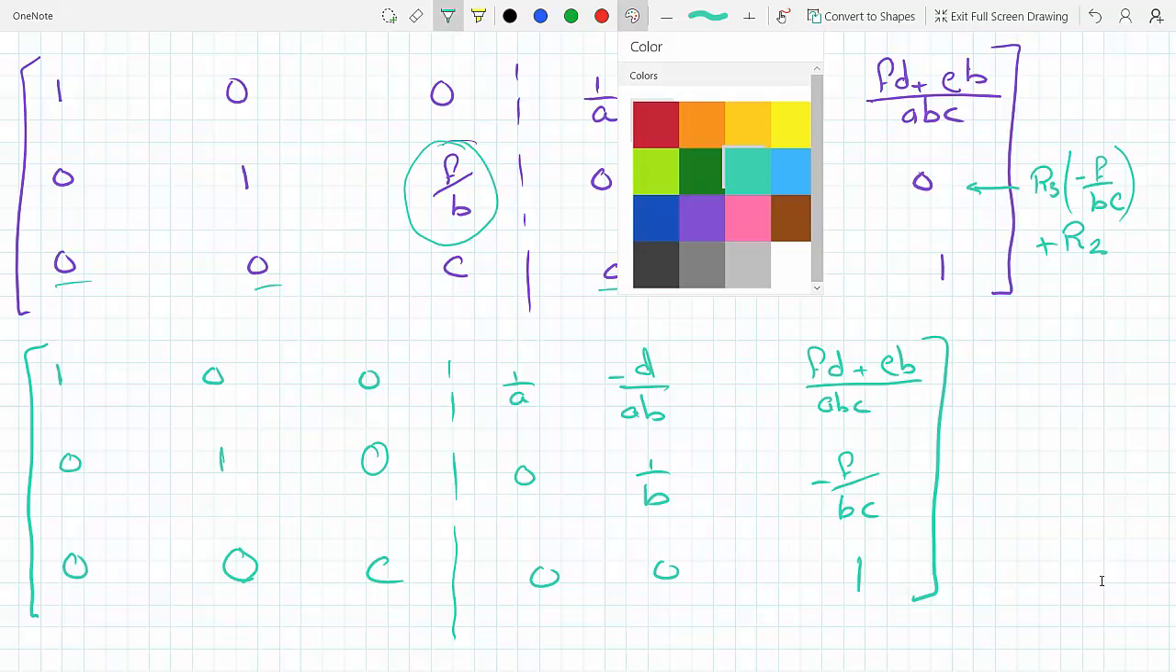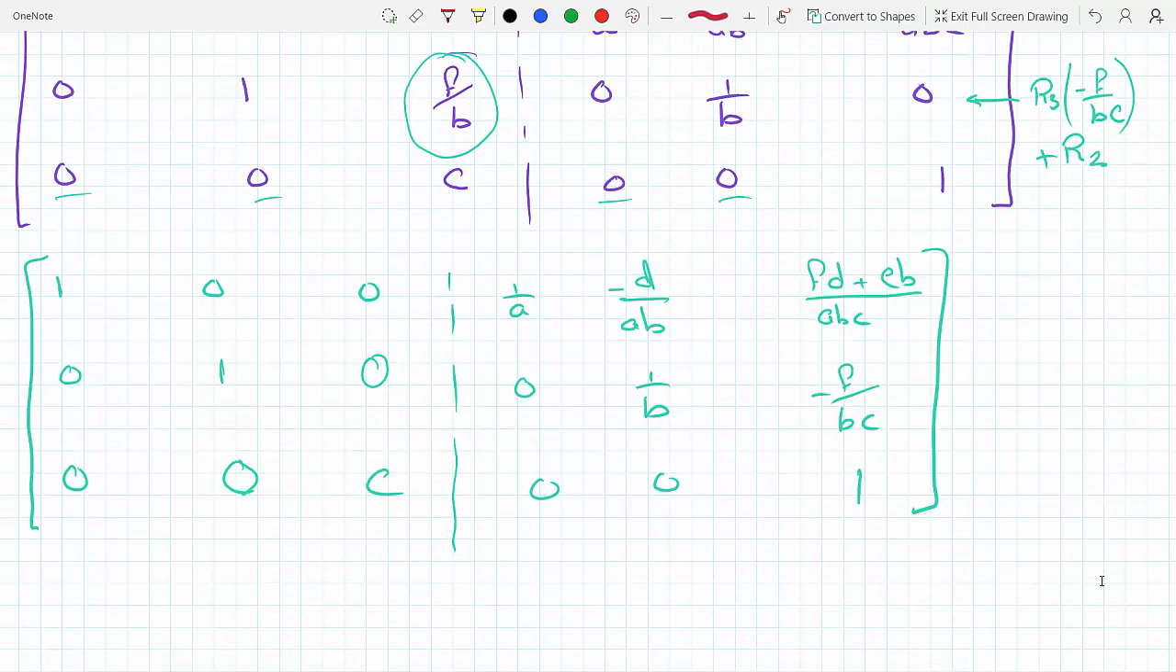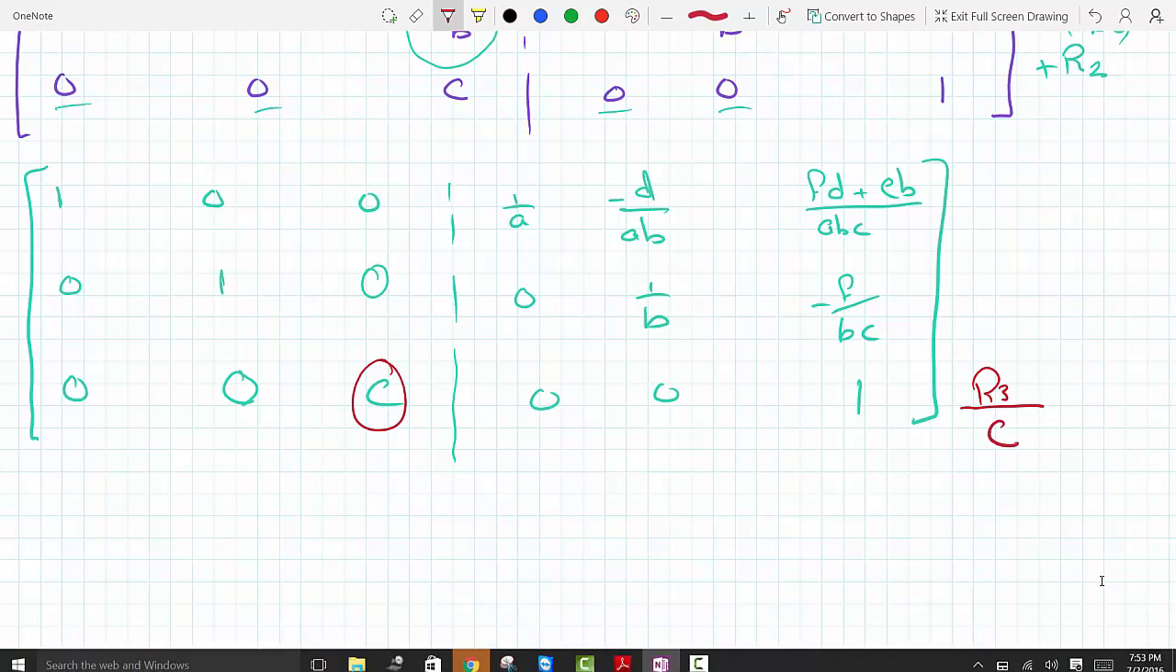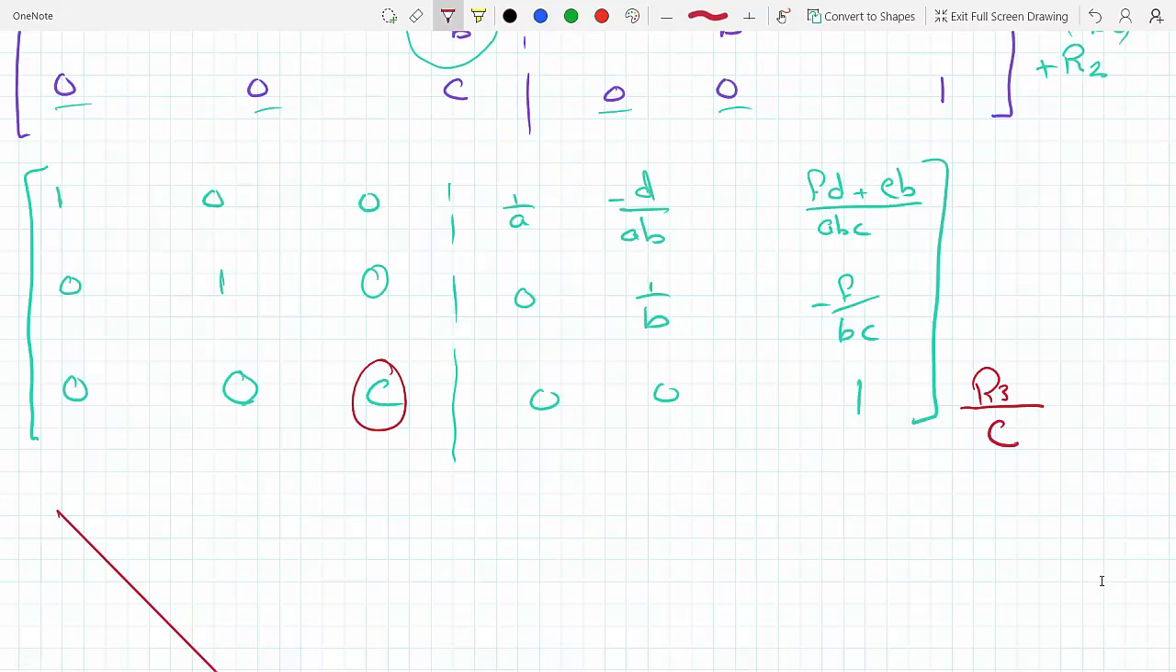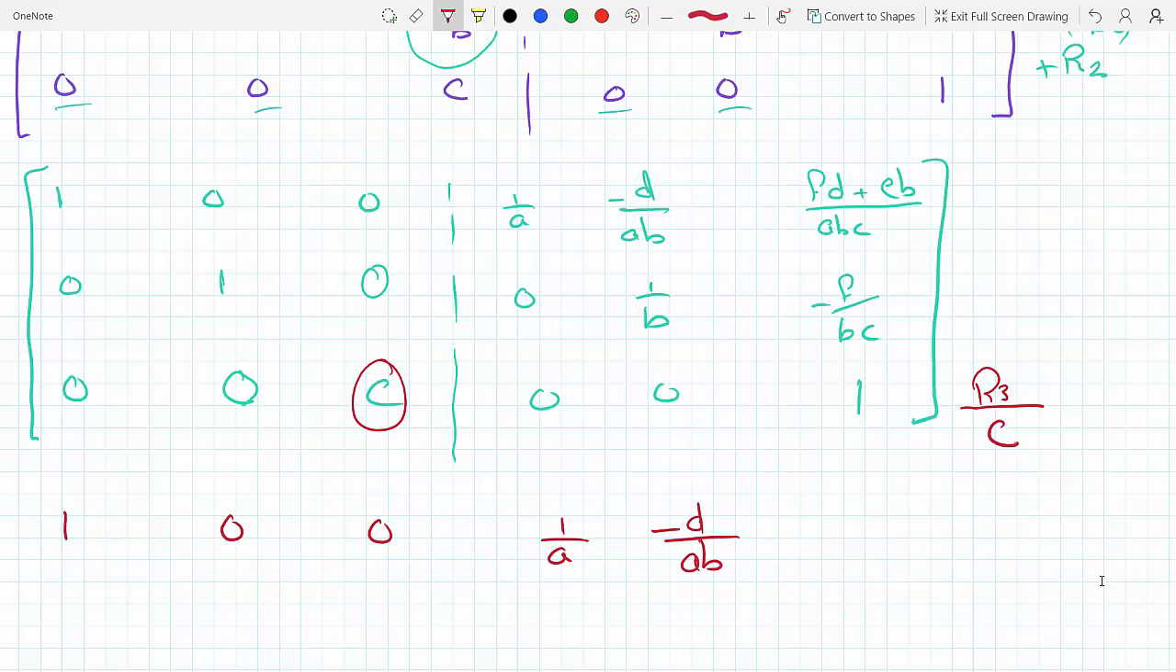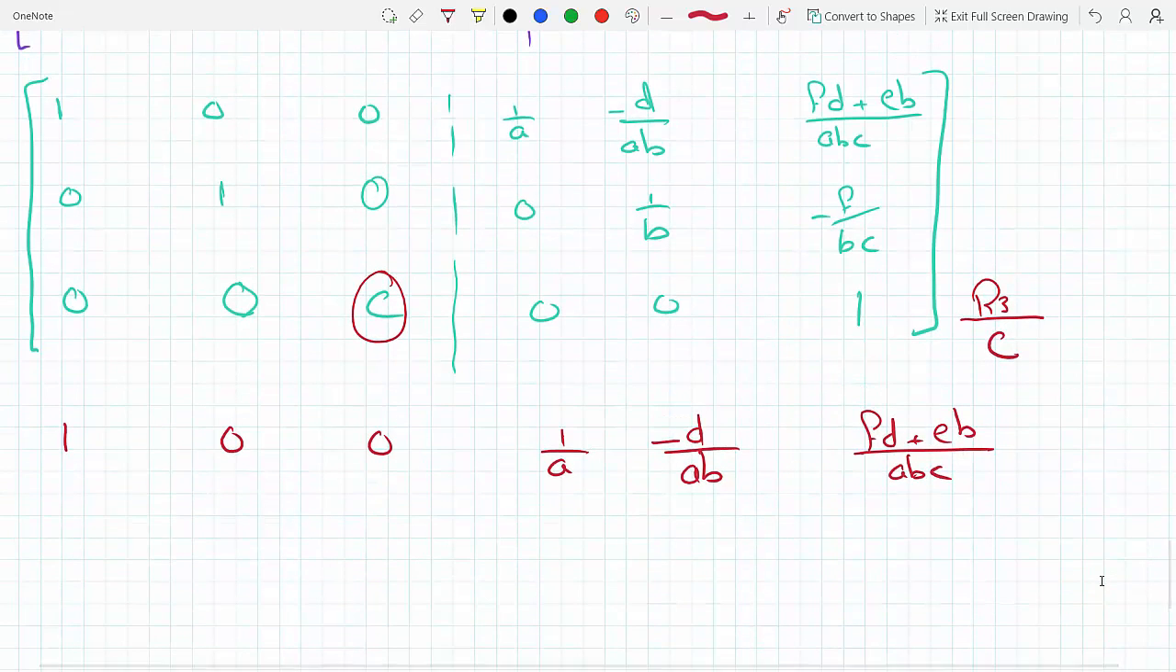Okay, good. So now the last step is to make this guy a 1, and that's very simple. That's just row 3 times 1 over c. Okay, good. So this would be the last step, and we will get the inverse here, which is the first step towards solving this question. So 1 0 0, 1 over a, minus d over ab, fd plus eb over abc. Okay, 0 1 0, 0 1 over b.